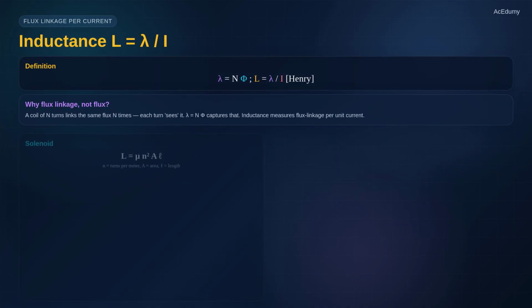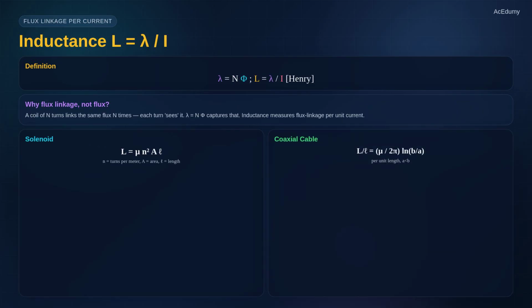Now inductance. Take a coil of N turns carrying current I, and let phi be the flux through each turn. The total flux linkage is lambda equals N phi. Why flux linkage, not just flux? Because if the coil has 10 turns, the same flux is linked 10 times. Each turn sees it. The inductance L is defined as L equals lambda over I. It tells us how much flux linkage a coil can build per unit current. The unit is the Henry.